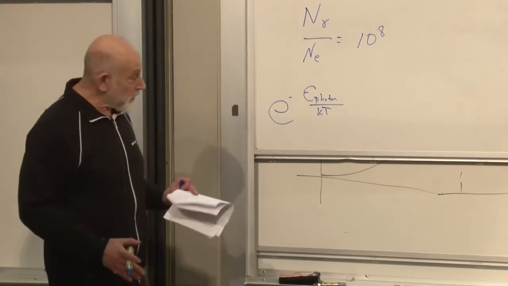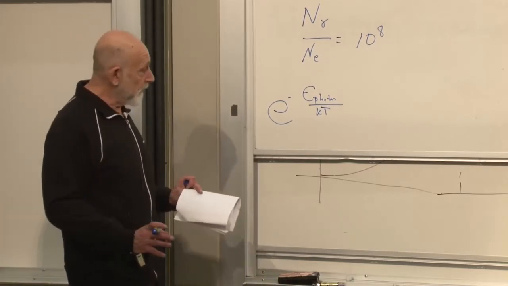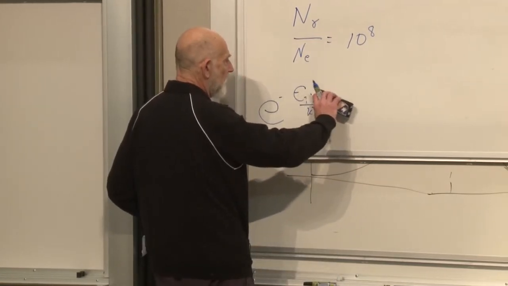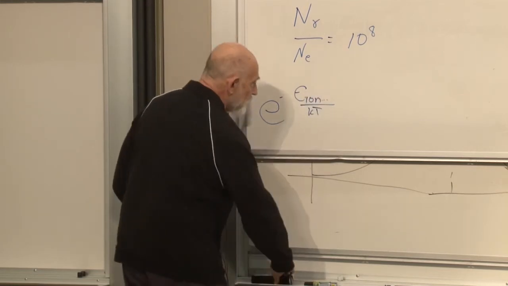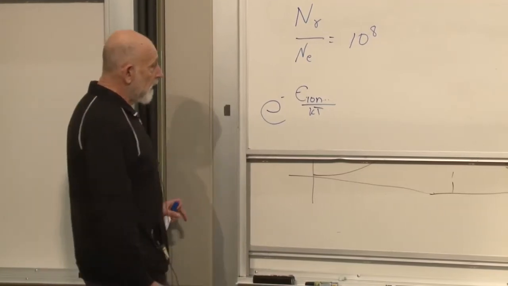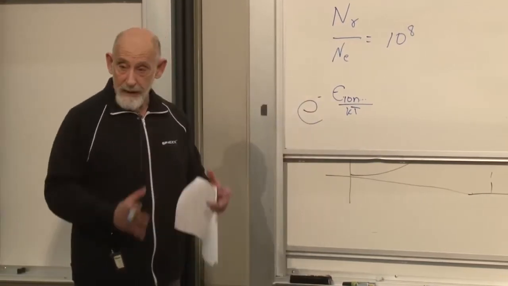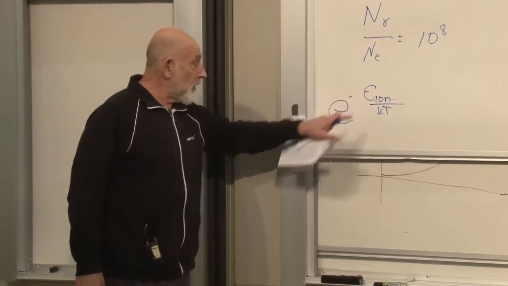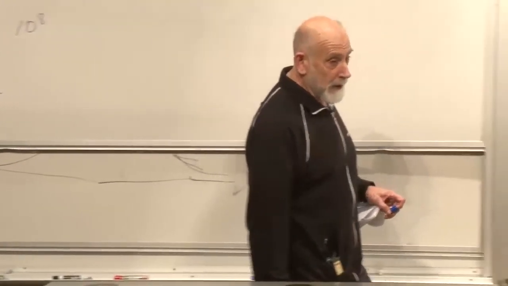So now I can ask the question, what's the probability that a photon have the ionization energy? The ionization energy being 13.5 electron volts. Let's just substitute that in. Epsilon ionization. Epsilon stands for energy. Epsilon ionization is just good old 13.5 electron volts. That's the probability that a given photon have an energy which is big enough to ionize the hydrogen atom. If epsilon is very much bigger than kT, then this is a small, small number, exponentially small.